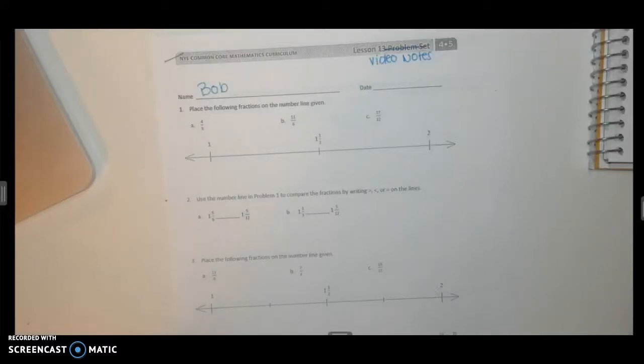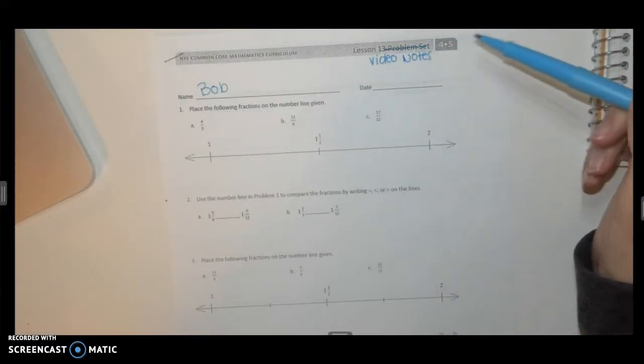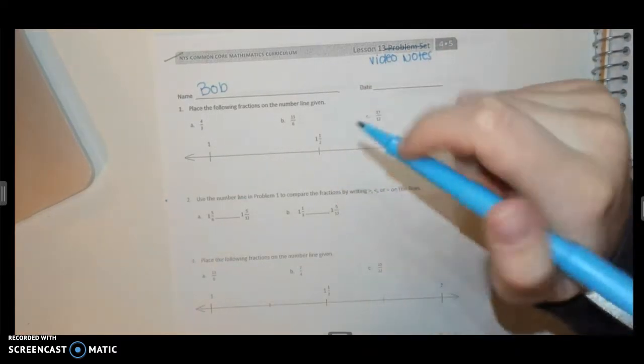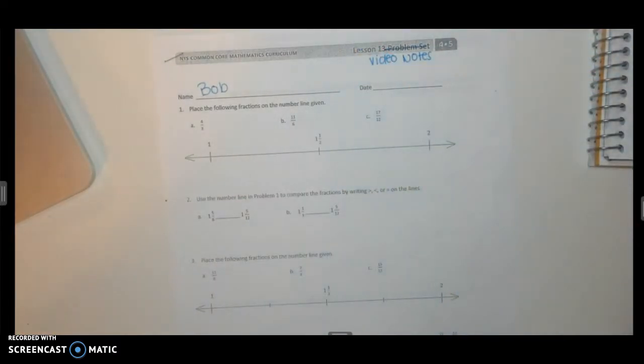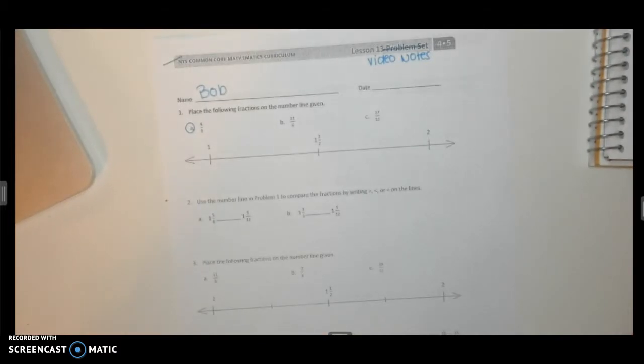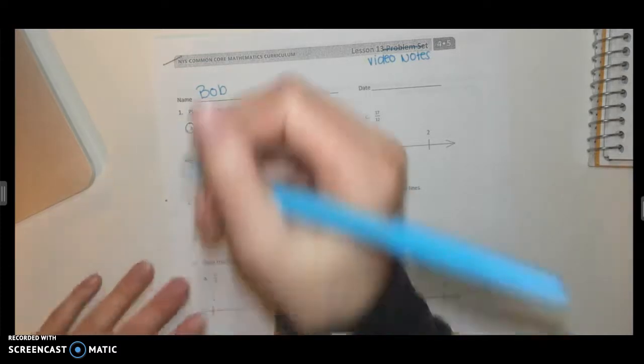Okay, so we have lesson 13 video notes for red groups. And for number 1, we're going to place the following fractions on the number line. So let's look at our first one, which would be 4/3. But you're like, uh-oh, how am I supposed to plot that? Because that's a weird fraction. So we'll have to make it into a mixed fraction by using number bonds.